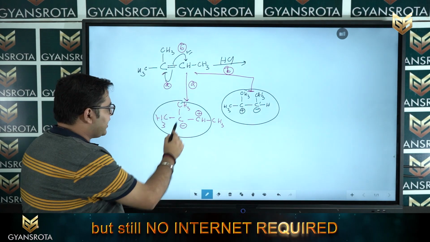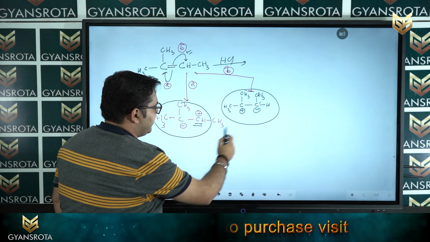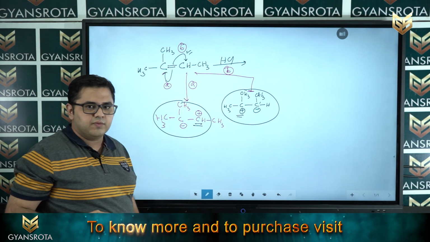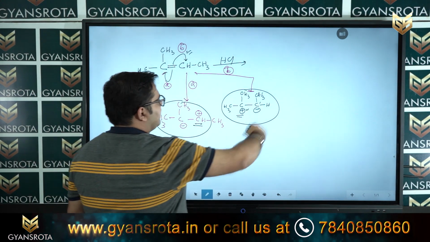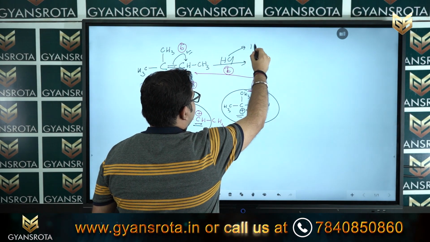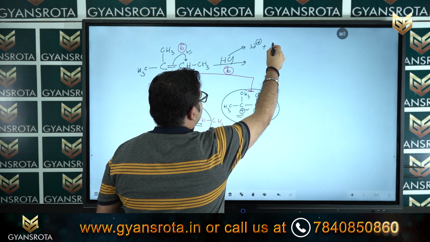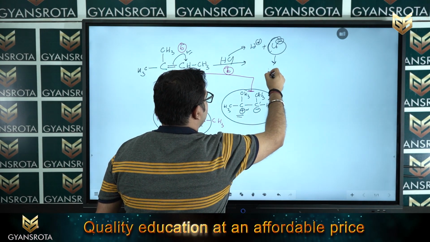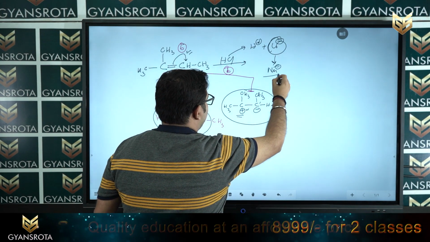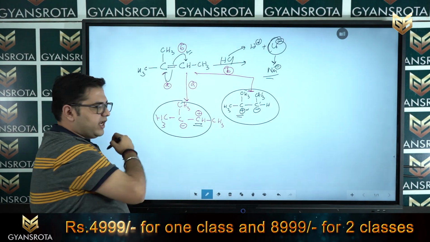Now, if we see, carbocation formation takes place here also, because we have to consider this carbocation. HCl dissociates as H plus and Cl minus, and this Cl minus acts as your nucleophile and it will go and attack this carbocation.